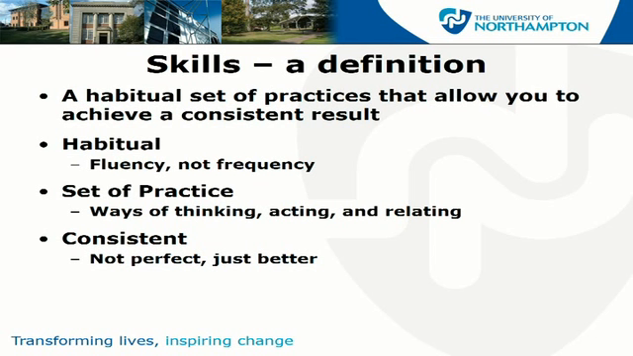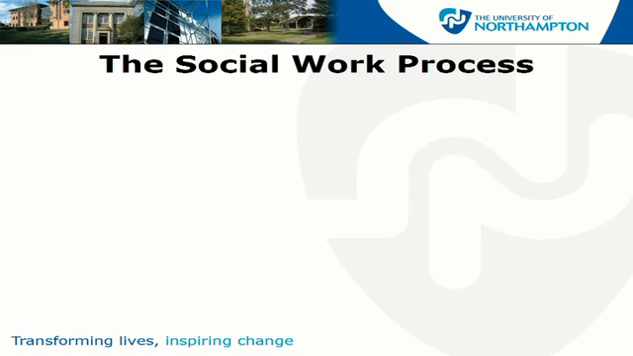Finally, when we're talking about results, the key thing is it's not random. Skills are goal directed. We're looking at what you are trying to achieve. As you're using a skill, you know what you're trying to achieve even before you set out to achieve it. Let's move that on then and talk about how this fits within the social work process.